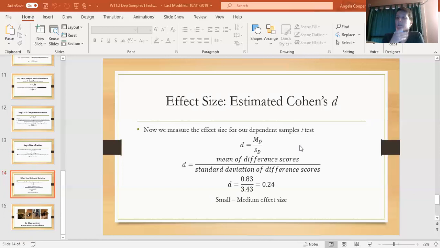If this were negative 0.24, that would still be a medium effect size. When you have Cohen's d, whether you have a negative or a positive doesn't impact the strength of it. Just look at the number itself, the absolute value. That 0.24 has the same strength as negative 0.24. It doesn't matter. It's still going to be a medium effect size.